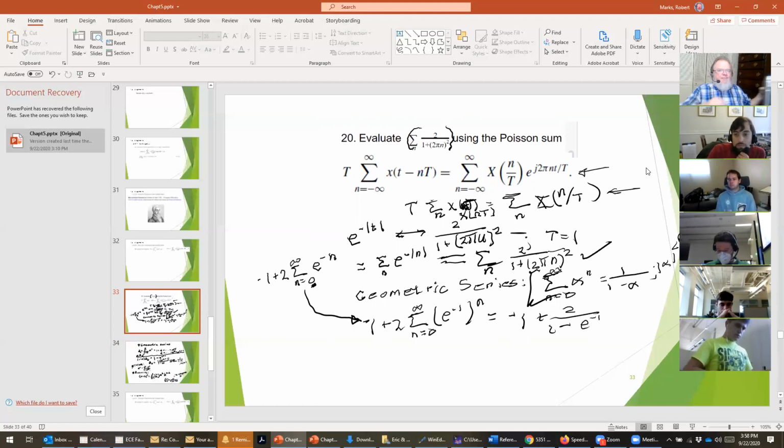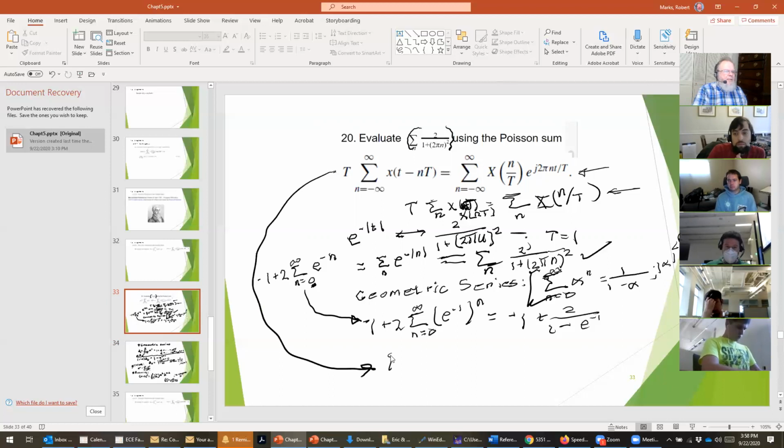Go ahead. I'm sorry. When we set t equal to 0, the negative sign in front of n and capital T went away. Yes, it did. What Aiden has mentioned is that if you set little t equal to 0 here, you get T times the summation over n of x of minus nT, right? Is that what you were referring to?